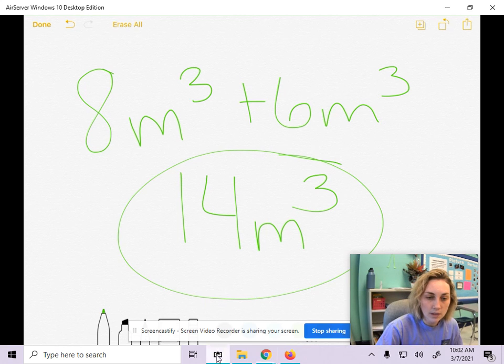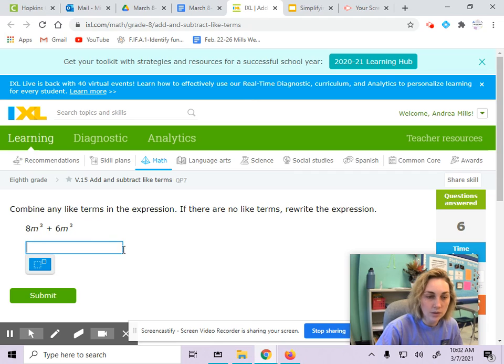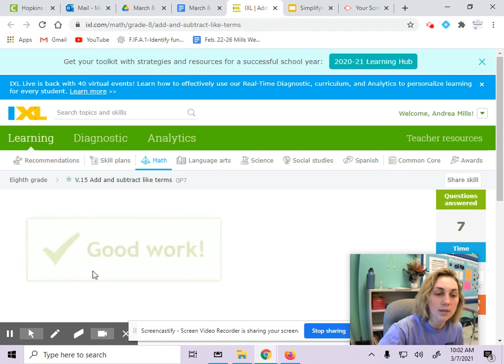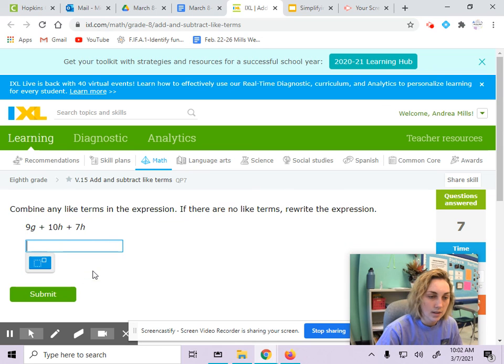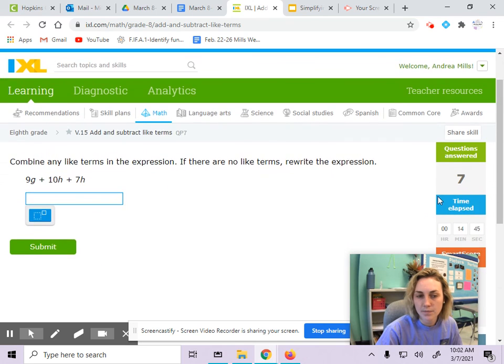I wanted to show you this one because I wanted to show you how to type this into your IXL. What we're going to do is we have 14m, and you're going to click this little button. That'll bring up an exponent, and you're just going to type in a 3 there, and that's it. All right. Yeah, I'll do one more.